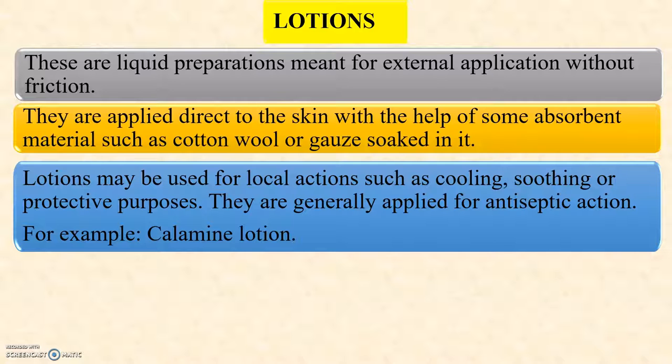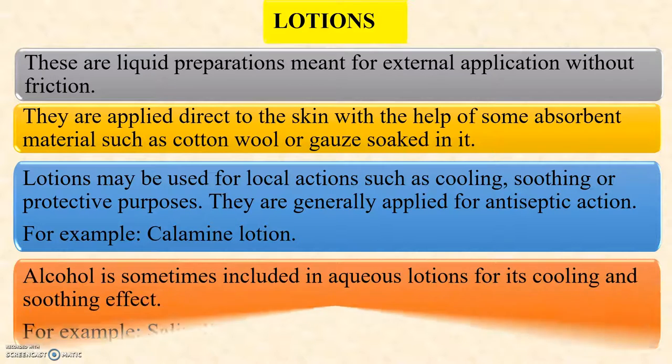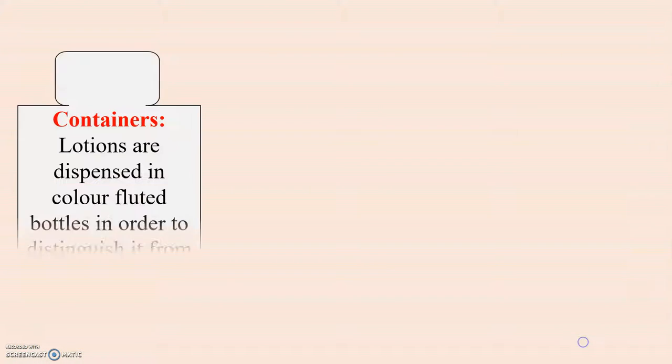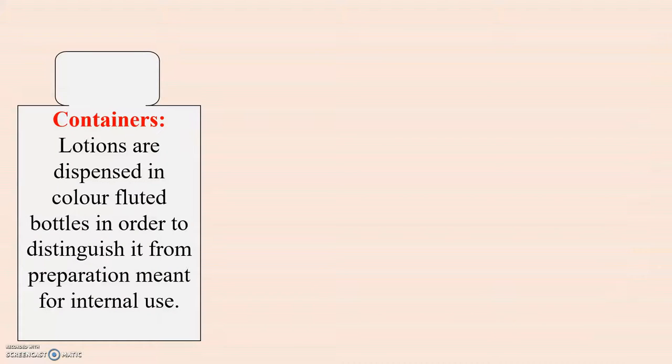For example, calamine lotion. Whereas alcohol is sometimes included in aqueous lotions for its cooling and soothing effect. For example, salicylic acid lotion. Now let us see the containers that are used for dispensing the lotions. The lotions are dispensed in colored fluted bottles in order to distinguish it from preparations meant for internal use.